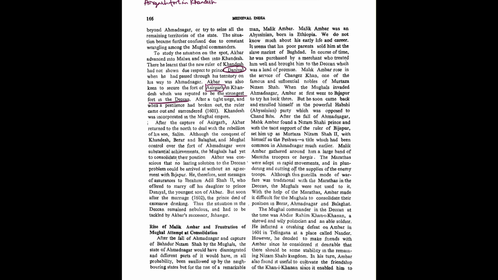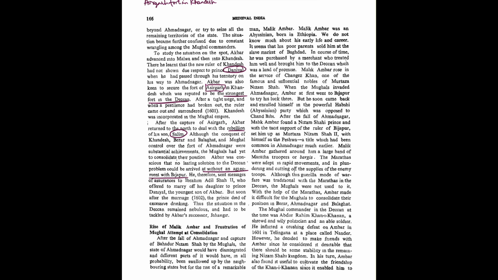After the capture of Asirgarh, Akbar returned to the north to deal with the rebellion of his son Salim. Although the conquest of Khandesh, Berar, and Balaghat and Mughal control over the fort of Ahmednagar were substantial achievements, the Mughals had yet to consolidate their position. Akbar was conscious that no lasting solution to the Deccan problem could be arrived at without an agreement with Bijapur.